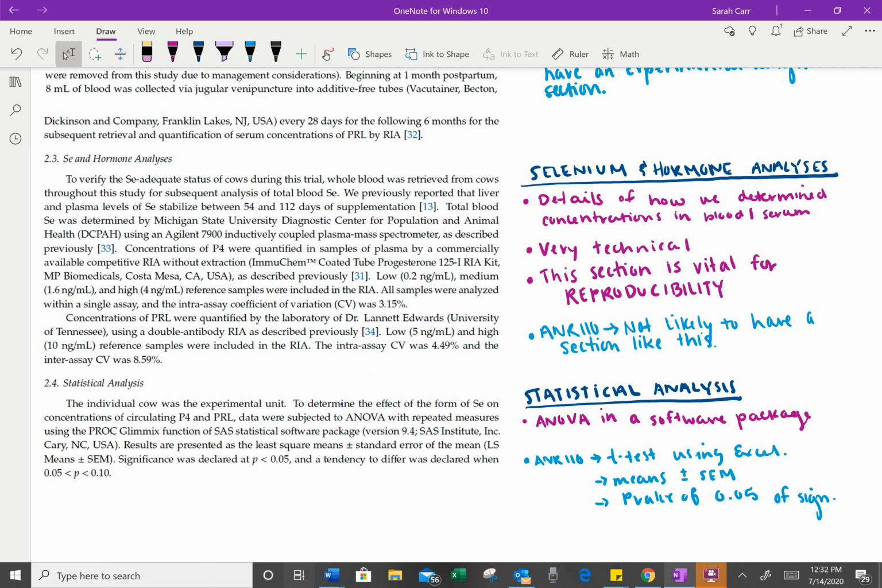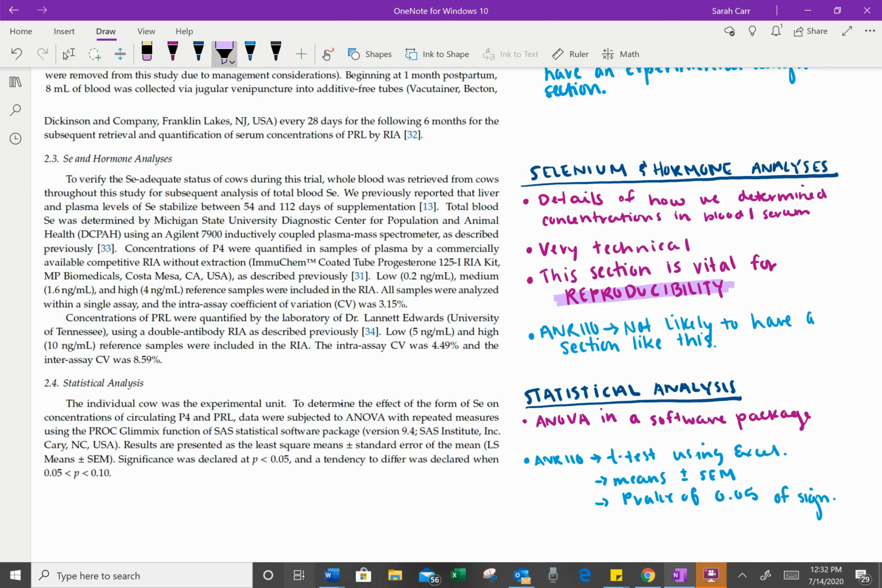This gets very technical and very detailed. This is how we took our blood samples. In the lab, it talks about the machines we used. It talks about every step of how we analyzed the amount of progesterone in those samples, and it's way too much for this course. But I did want to show that oftentimes it is present and quite required in the materials and methods because it is vital for the reproducibility aspect that we talked about previously.